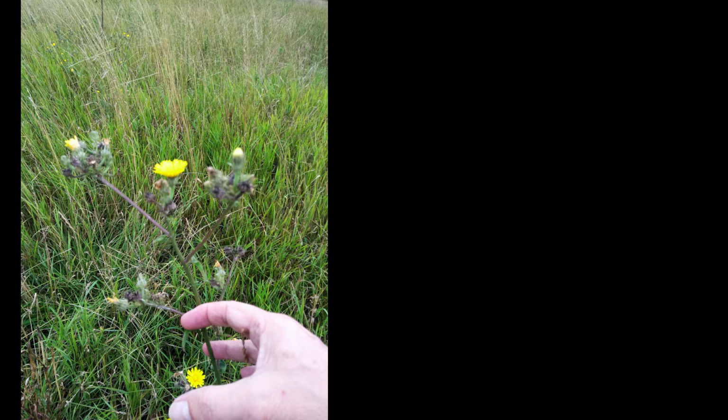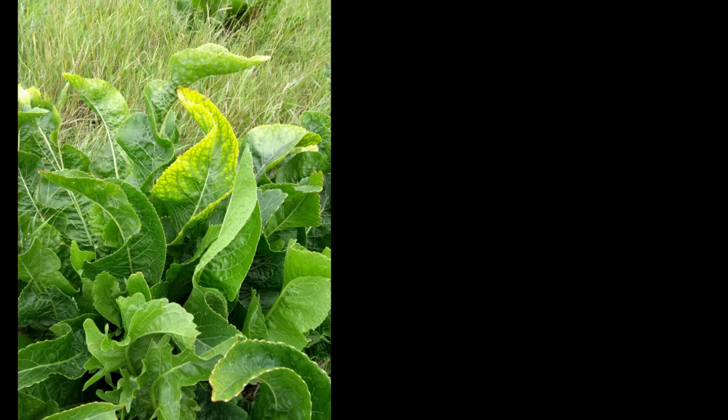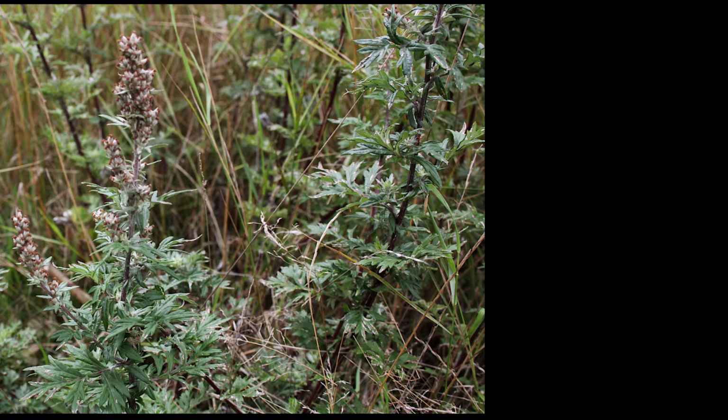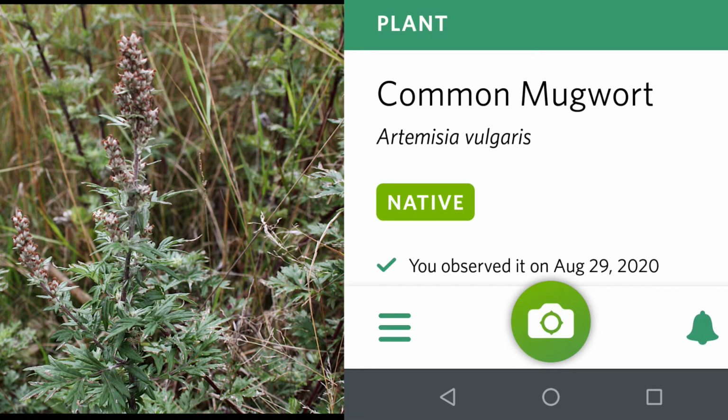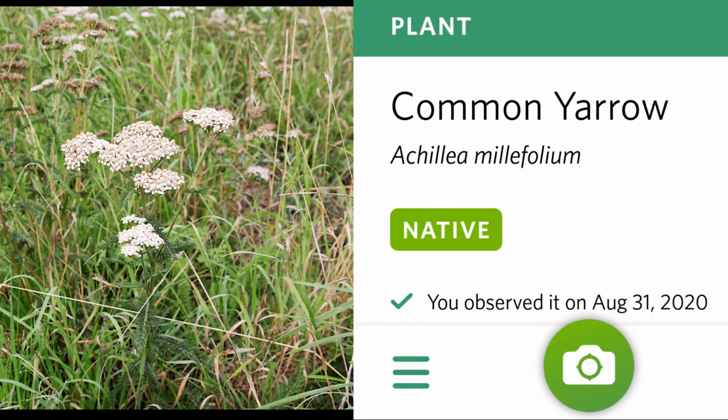This one was identified as hawkweed oxtongue. This one as Horseradish, which I did recognise from our time on my father-in-law's allotment some years back. And this one is common mugwort. Greater burdock. This common yarrow is one I was already familiar with too.